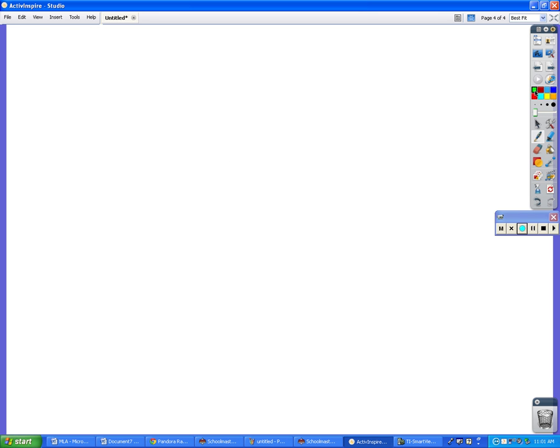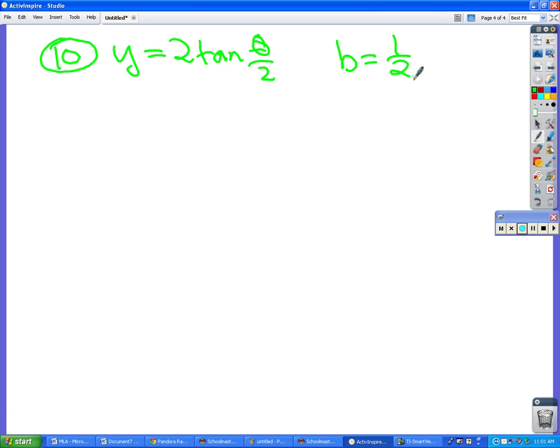Okay, number 10. Identify the period and determine where 2 asymptotes happen. So we were working on this yesterday when we were going through your book assignment. What is B? Theta? No. B is never theta. Where's the B? It's in front of the variable. Definitely not 1/2. Oh, duh. Because it's theta over 2, so it's 1/2 theta.